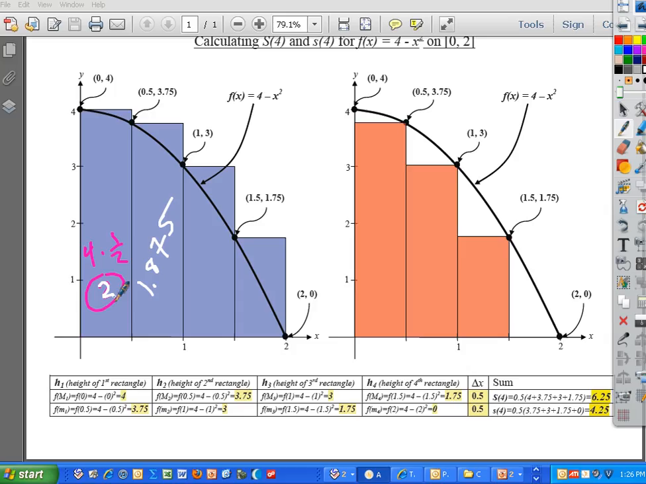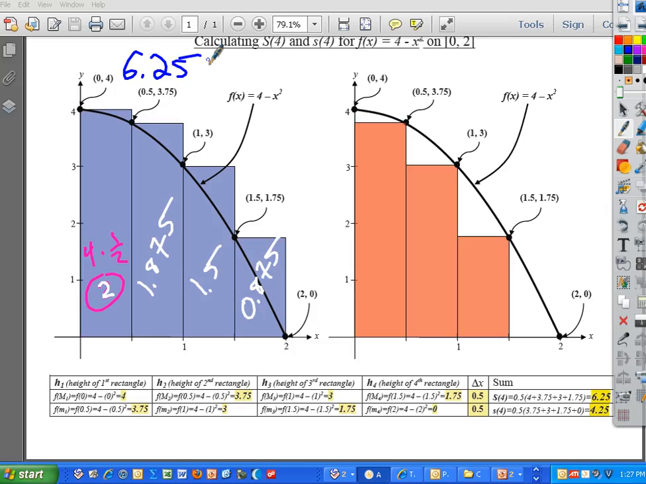If I add all these areas up, 2 plus 1.875, this one's 3 high by 1/2 wide, so it's 1.5. And then this one is going to have a height of 1.75, okay, because that's f of 1.5, and 1.75 times 0.5 is 0.875. If I add all those up, I get an overall area of 6.25. Agreed? Too big though, right?